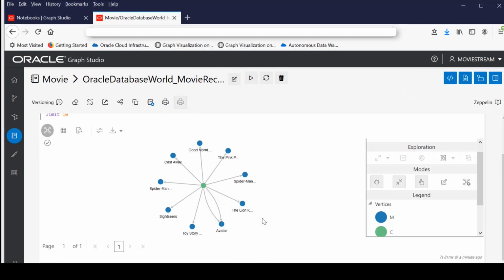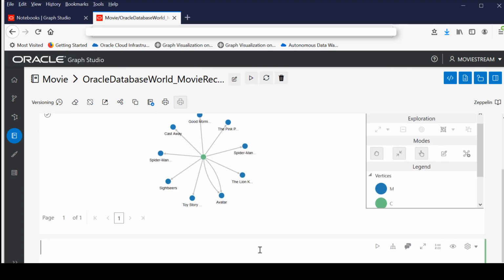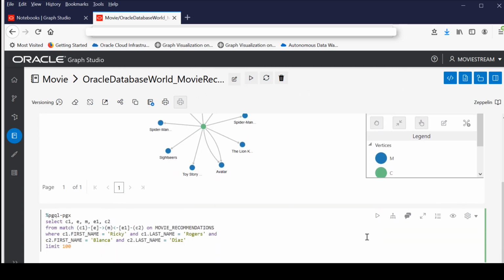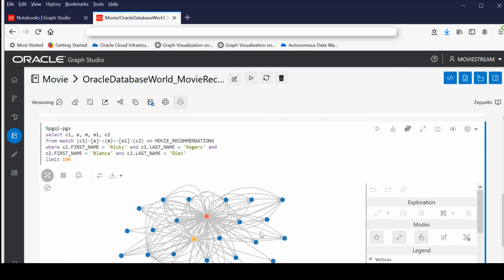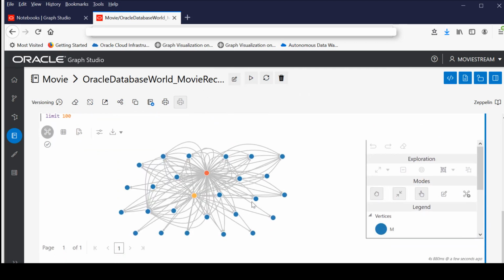which says, okay, now I'm going to take a look at Ricky Rogers and Blanca Diaz and see what are the movies that both of them have watched. So this is just to show simple examples of PGQL queries. So these are the movies that the two of them have watched.